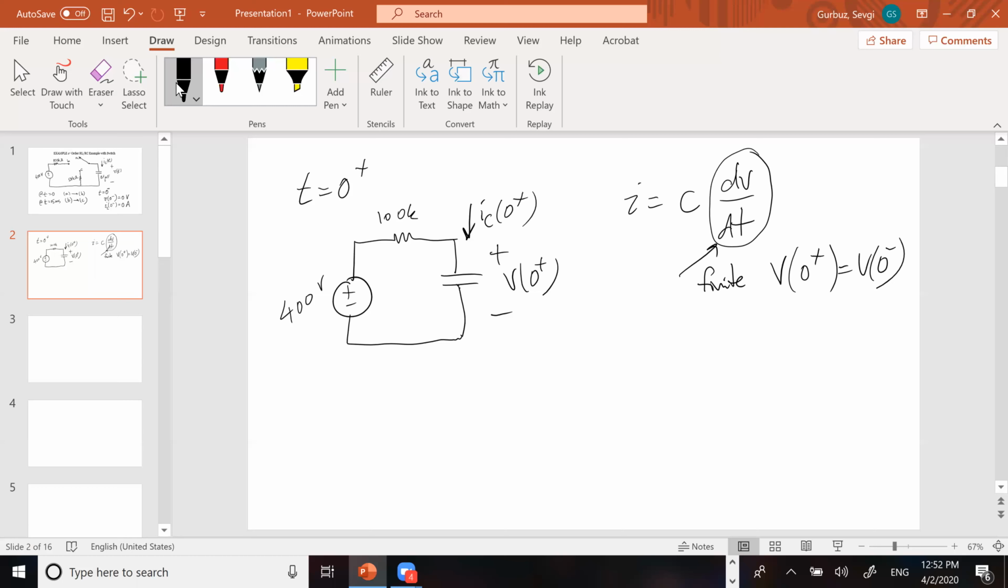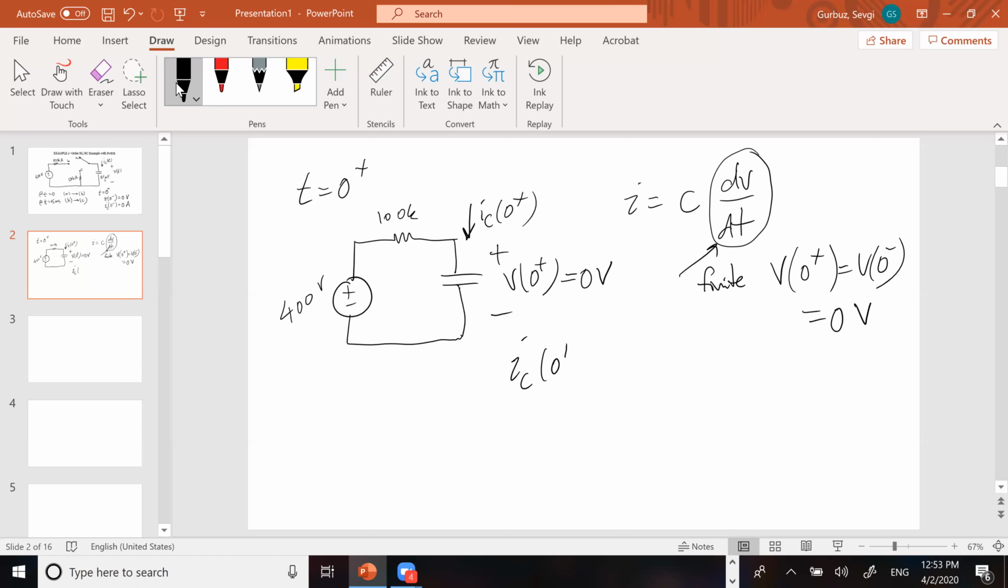But we just said that V of 0 minus was equal to 0. So therefore, the value of the voltage immediately after the switch changes position must, at least for an instant, remain at 0 volts. Given that there's no voltage drop over the capacitor, we can then use KVL to figure out what the current going through the capacitor should be.